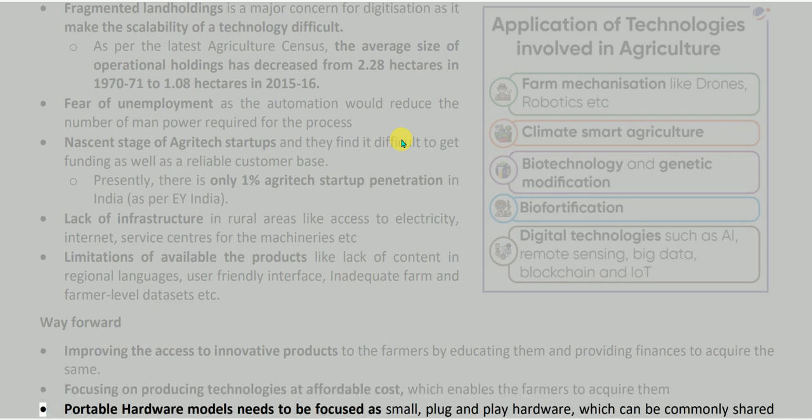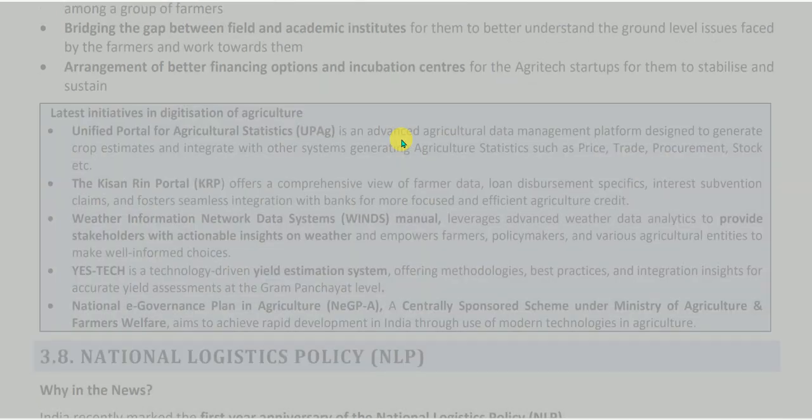Portable hardware models need to be focused on, as small, plug-and-play hardware which can be commonly shared among a group of farmers. Bridging the gap between field and academic institutes for them to better understand the ground-level issues faced by the farmers and work towards them. Arrangement of better financing options and incubation centers for the agritech startups for them to stabilize and sustain. Latest initiatives in digitization of agriculture.